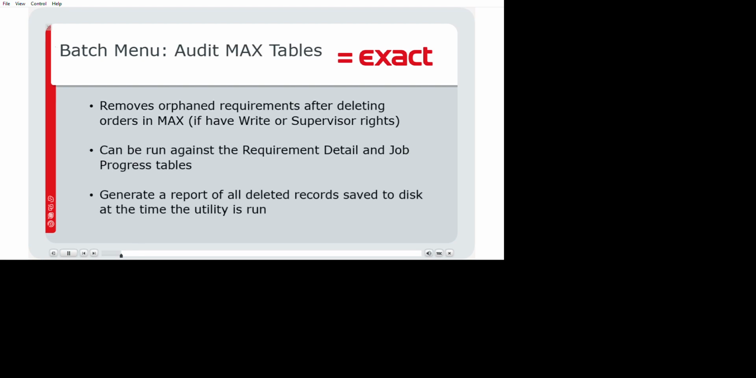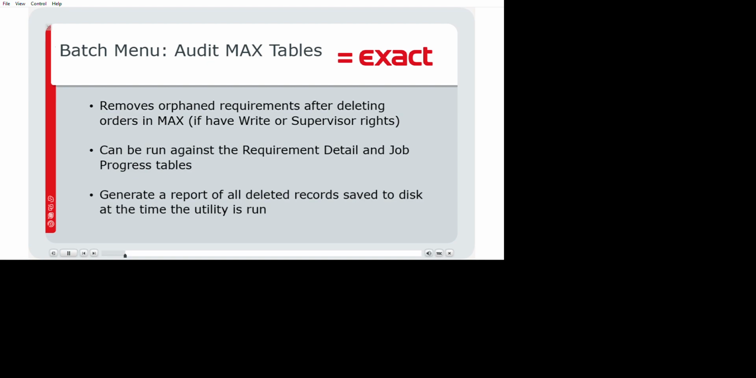The first item in the batch menu is the Audit Max tables. When you delete an order that has requirements, like a parent order, some requirements may remain in the Max database. These are commonly called orphaned requirements.